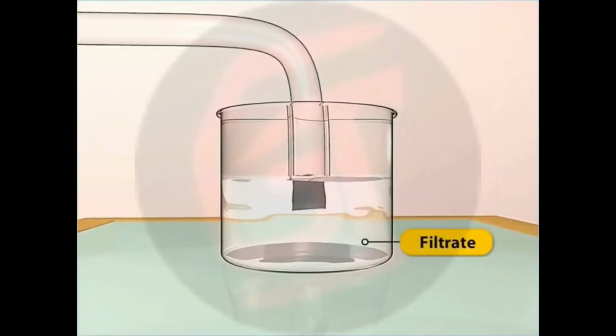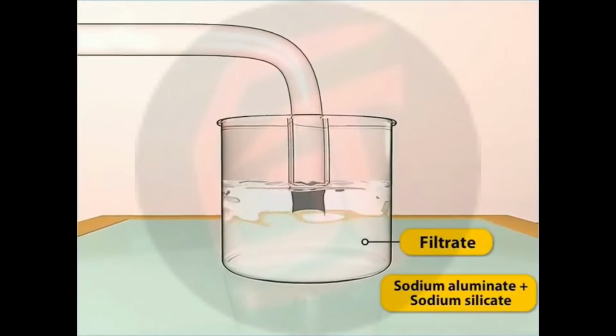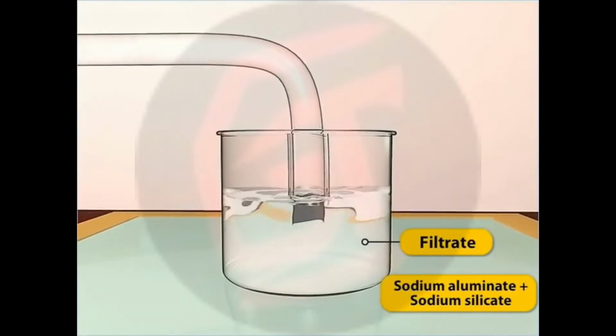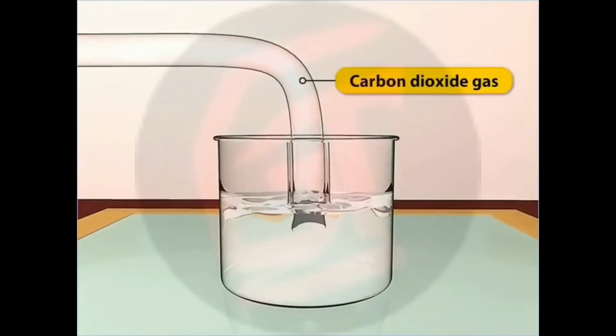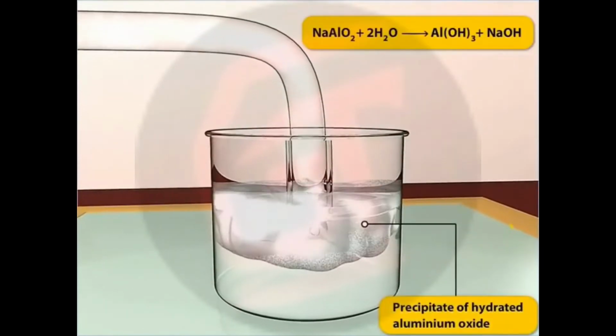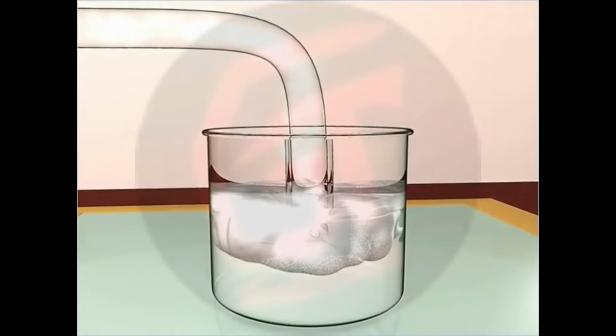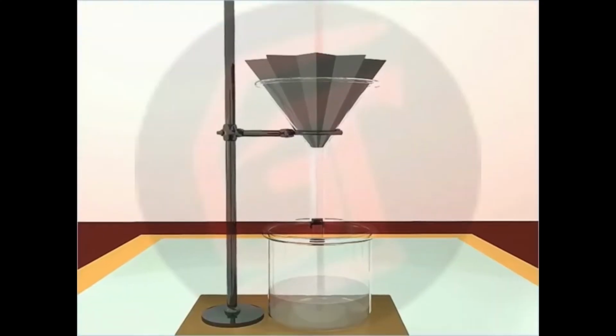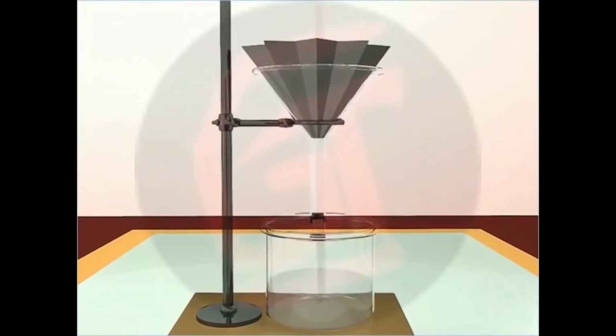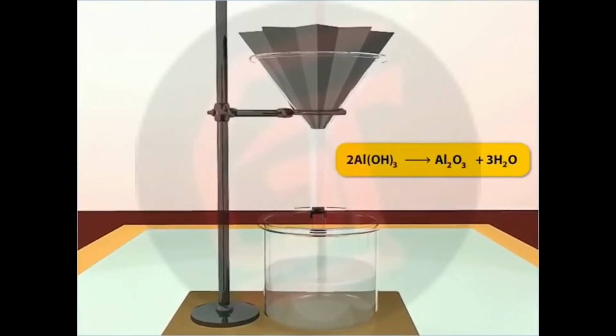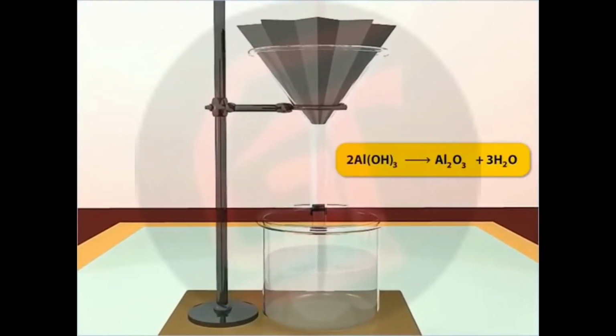The filtrate containing the sodium aluminate and sodium silicate is further treated with carbon dioxide gas. This leads to the precipitation of the hydrated aluminium oxide, leaving behind sodium silicate in the solution. The hydrated aluminium oxide is then filtered out and heated strongly to form pure aluminium oxide.